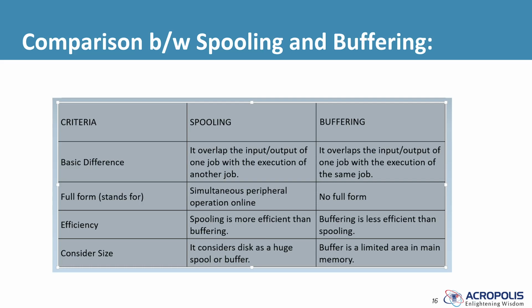On the basis of efficiency, spooling is more efficient than buffering. Buffering is not as efficient as spooling. On the basis of size, spooling considers disk as a huge spool or buffer. In the case of buffering, the buffer is a limited area in main memory.